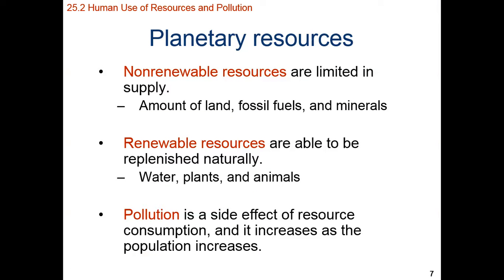Moving on to section 25.2, let's look at some of the resources that we have on our planet. We have renewable and non-renewable resources. Those are the two broad categories. Generally speaking, a non-renewable resource is one that cannot be replenished within a human lifetime. Now, arguably, fossil fuels are regenerating, but they're regenerating so slowly that it's not at an appreciable or usable rate of regeneration.